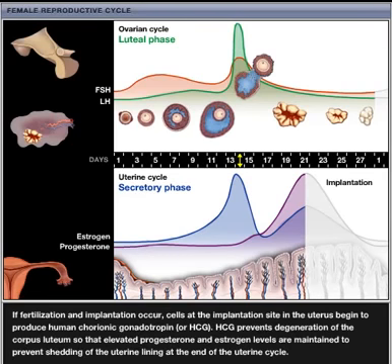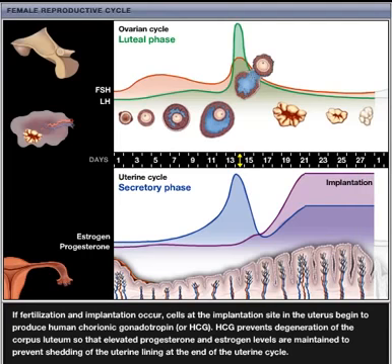If fertilization and implantation occur, cells at the implantation site in the uterus begin to produce human chorionic gonadotropin, or HCG. HCG prevents degeneration of the corpus luteum, so that elevated progesterone and estrogen levels are maintained to prevent shedding of the uterine lining at the end of the uterine cycle.